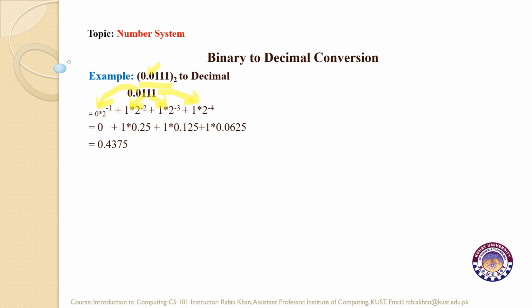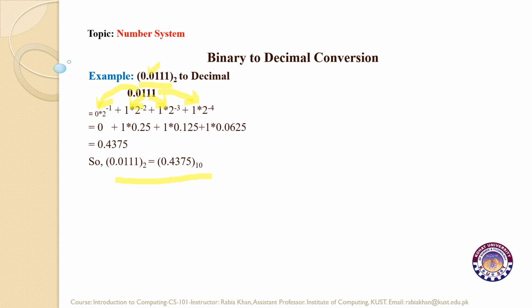0.4375. So 0.0111 in base 2 is equivalent to 0.4375 in base 10. So this is how we perform binary fractions to decimal fractions.